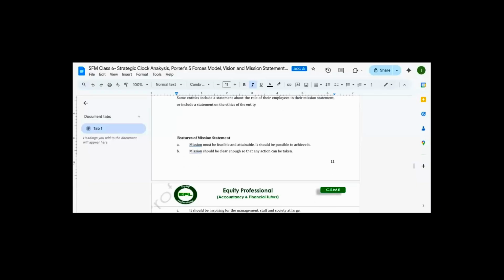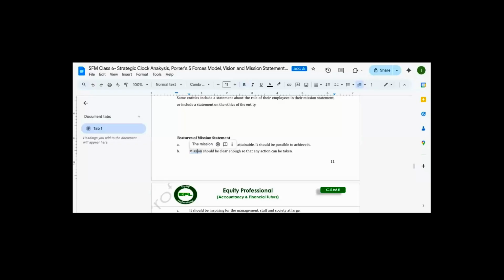So what are the features of mission statements? They can ask you in exam, use the word features. If they don't use the word features, they can use the word attributes. If the word attribute is not used, they can use the word characteristics of a mission statement. So the features of a mission statement are these. One, the mission statement must be feasible and attainable. That means we must not set a mission statement that is too outrageous.